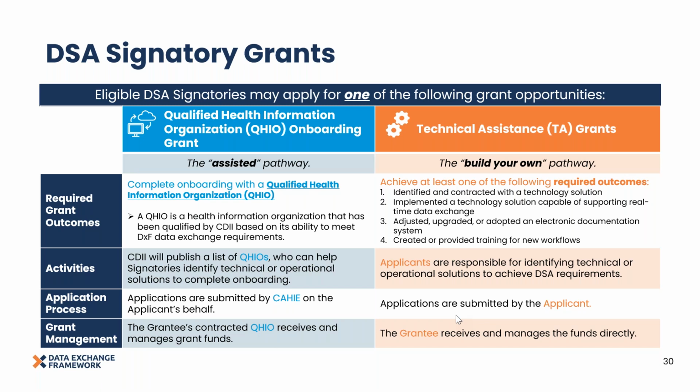They're contracted and partnering with CDII to help applicants on the assisted pathway to do a QHIO, and that stemmed from listening sessions that CDII hosted in the fall of 2022, where people said, we don't have the bandwidth to do a grant writing request. We don't know enough about the IT space to be able to do this on our own. So this is where you would reach out to CAHI. You might get Bob as a result, but you reach out to CAHI and they will work with you one-on-one to submit your grant for the onboarding to a QHIO.